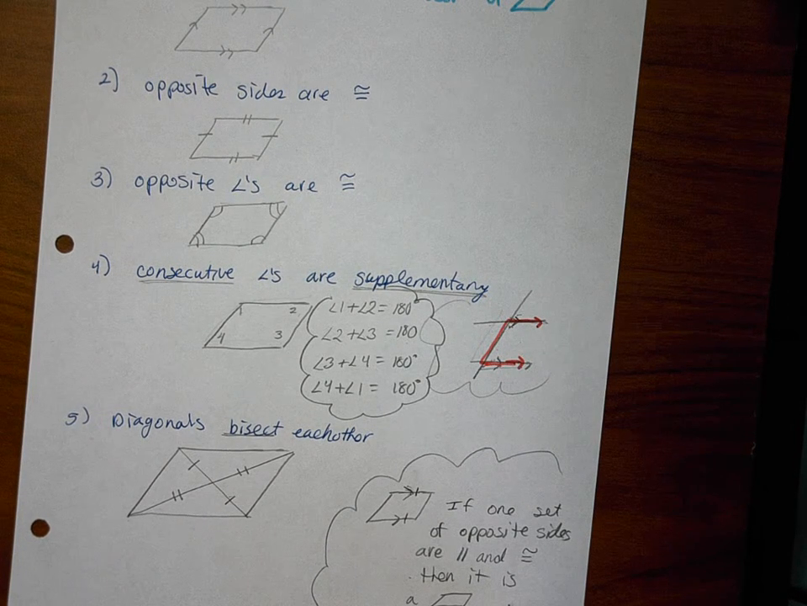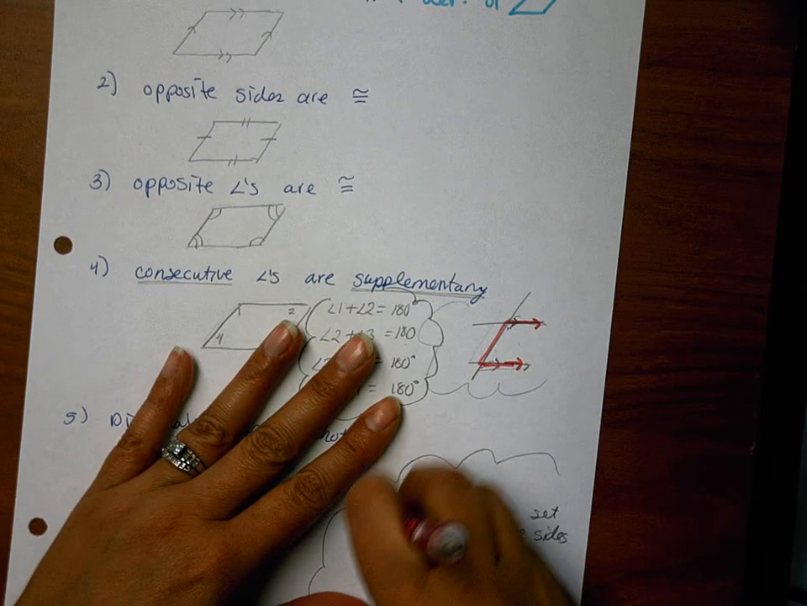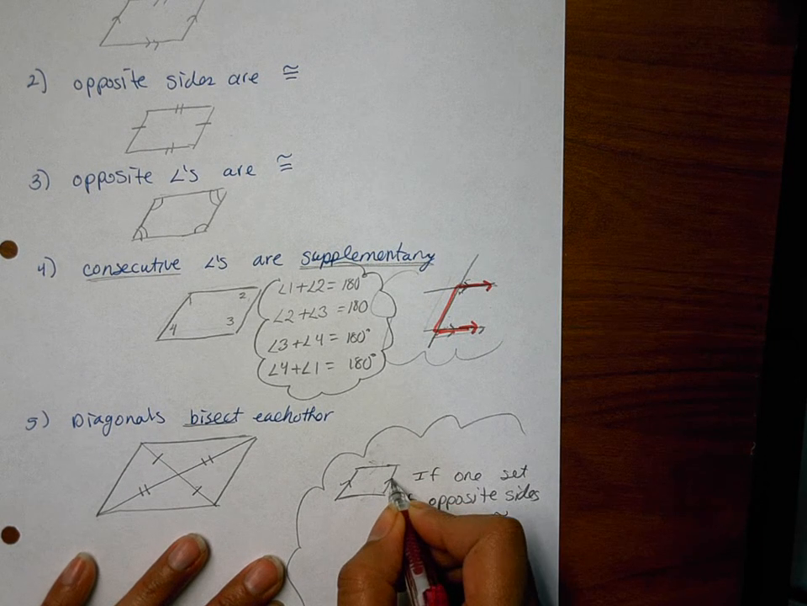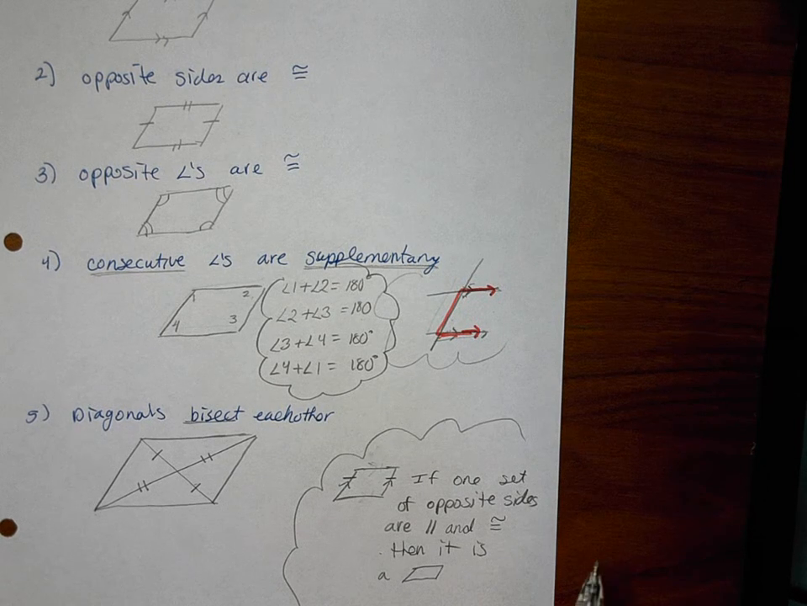Okay, that is it for this lesson. Oh, really quick, these can go either way. It could be top and bottom, or it could be right and left. It doesn't matter. As long as one set is parallel and congruent, then it is a parallelogram.